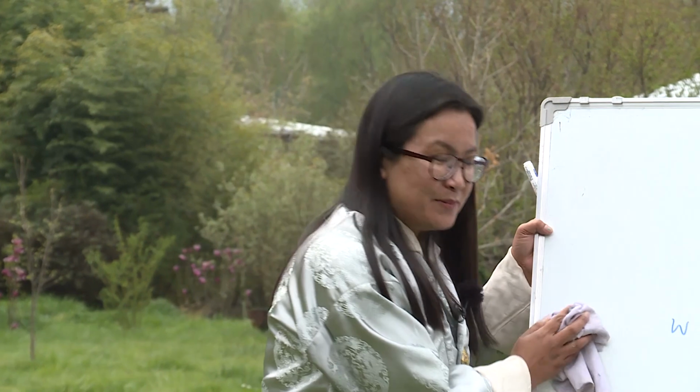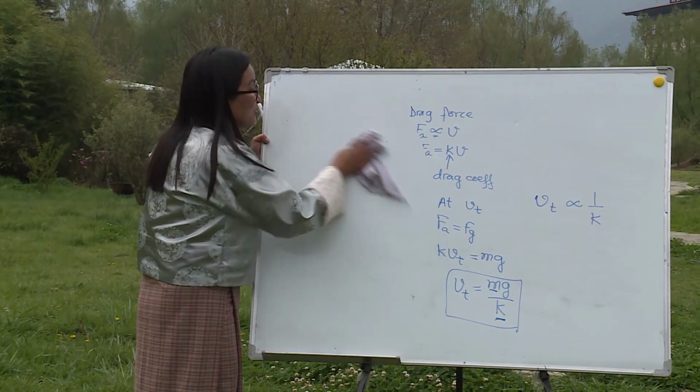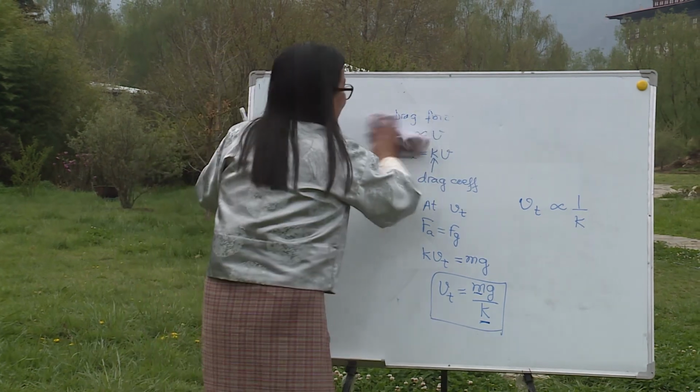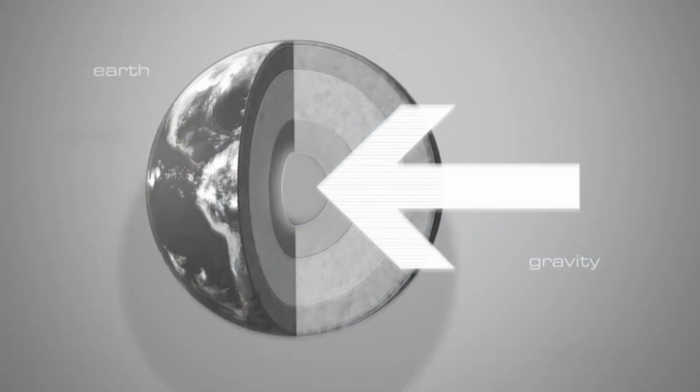Both of them will reach down at the same time because there is no upward force. So that is what happens if there is no air. And this you can actually represent graphically. Gravity and how it affects an object.